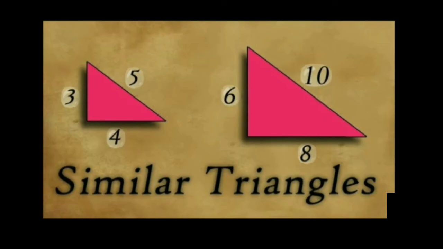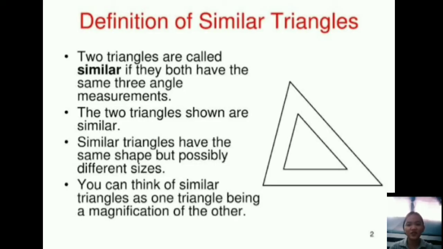Similar triangles. Let's learn about the three triangle similarity theorems, and let's apply the three theorems to determine if two triangles being compared are similar. So let us define similar triangles. Two triangles are called similar if they both have the same three angle measurements. The two triangles shown in this presentation are similar. Similar triangles have the same shape but possibly different sizes. You can think of similar triangles as one triangle being a magnification of the other.